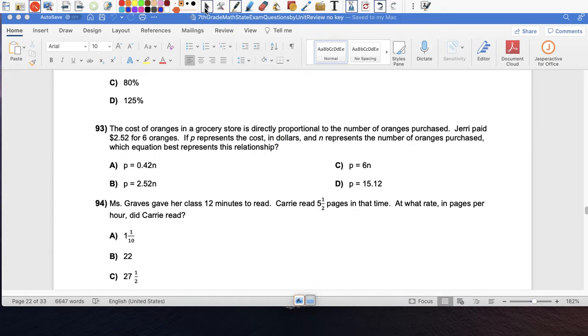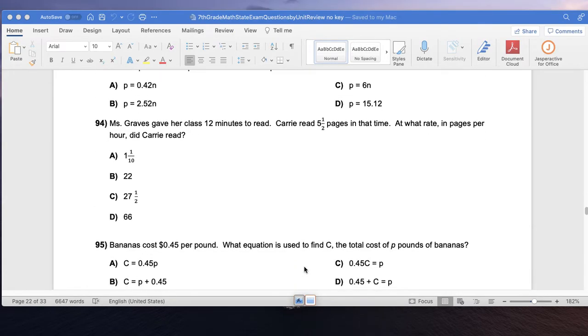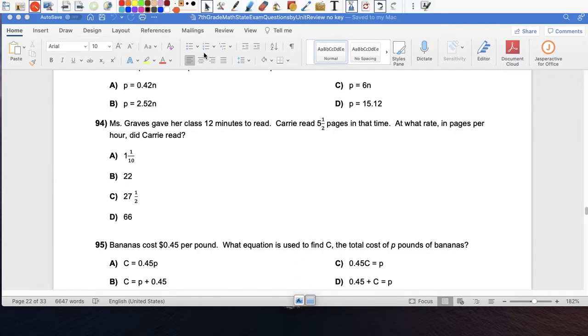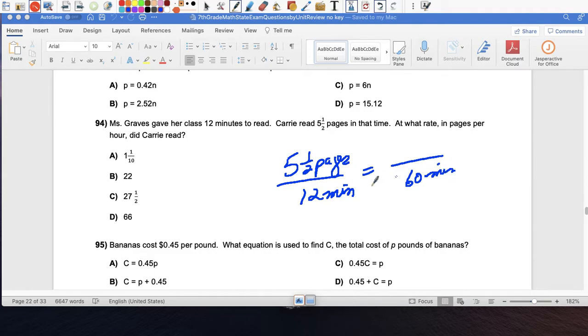94. Carrie's teacher gave her class 12 minutes to read. Carrie read 5.5 pages in that time. What rate in pages per hour did Carrie read? So per hour, so 5.5 pages. Let me write this down first. In 12 minutes. In 1 hour, we know that 1 hour is 60 minutes, right? So this is just times 5, and that's going to be 27.5 pages per hour.